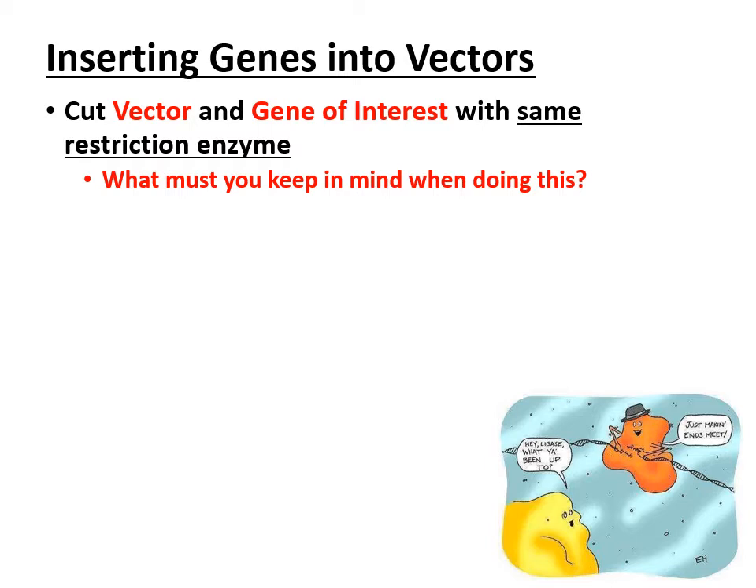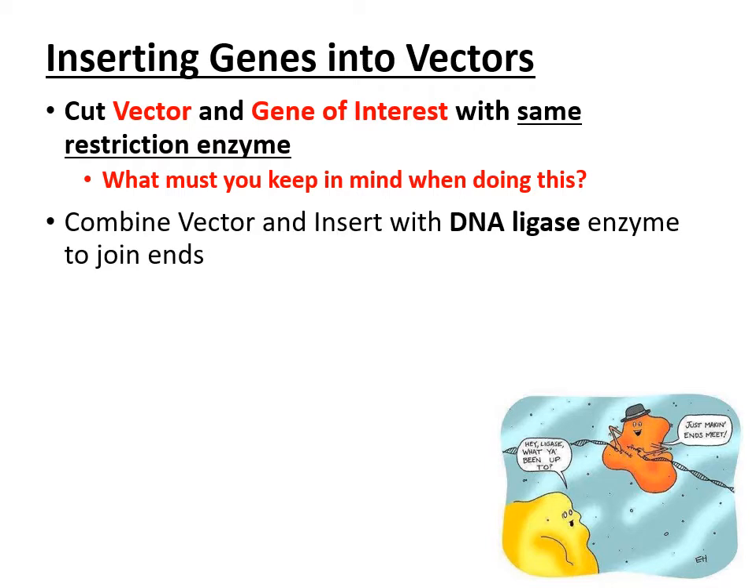Basically, to help avoid problems, a lot of the vectors, the plasmids, have been modified, so they contain what's called a polylinker, or the multiple cloning site we just mentioned a minute ago. That way you have a lot of different options, okay? You have multiple sites to choose from so that you're most likely not running into the problems we just mentioned. Now, once you have cut the vector and the gene of interest, the next thing you have to do is use DNA ligase to join the ends.